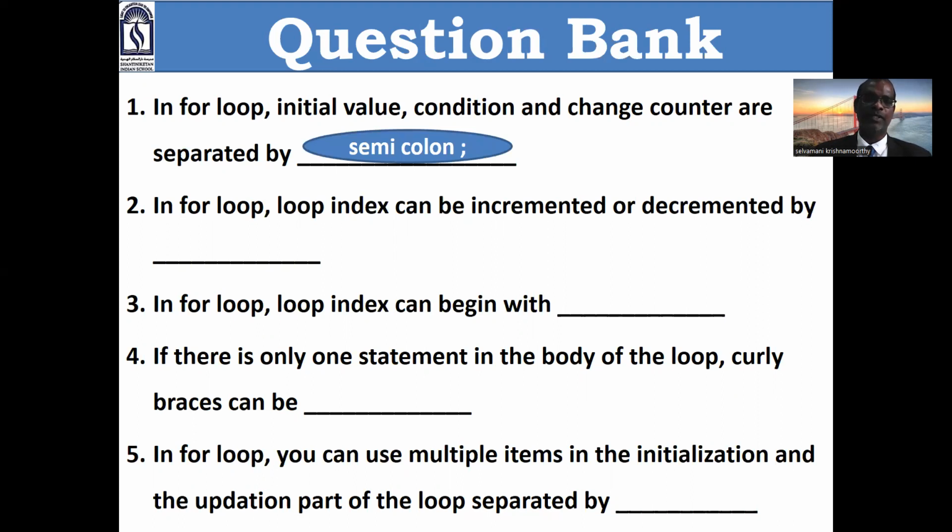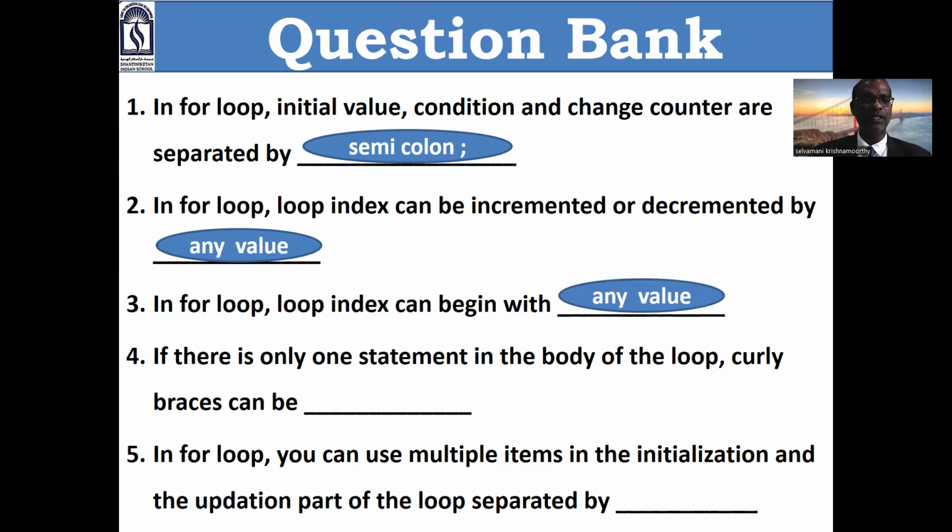Second one, in a for loop, the loop index, or you can call it a counter variable, can be incremented or decremented by dash. What is the answer? Any value. Very good. Third one, in a for loop, the loop index can begin with dash. Yes, you are right. Any value.